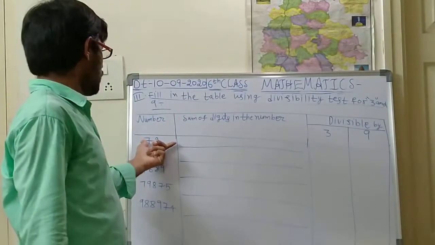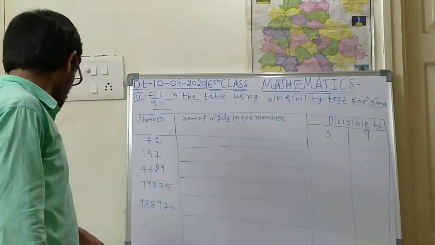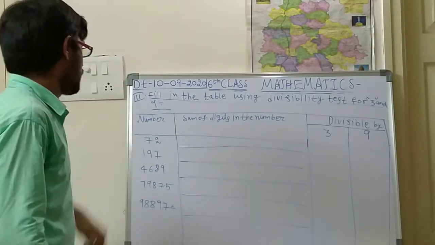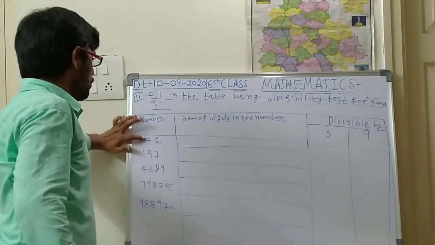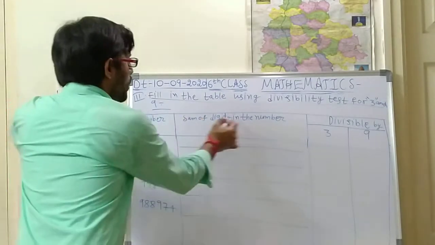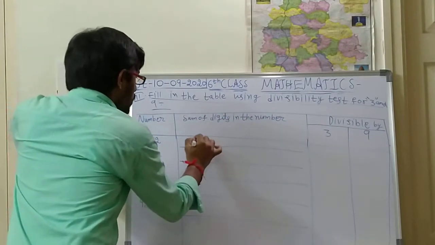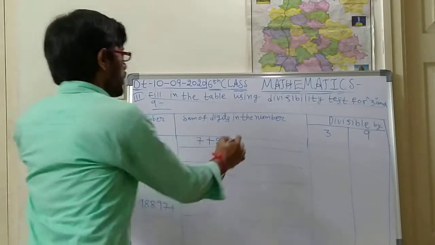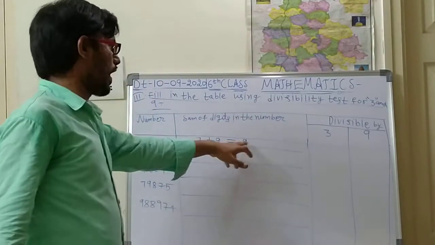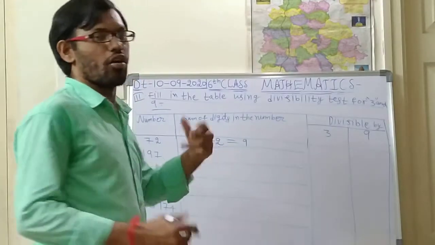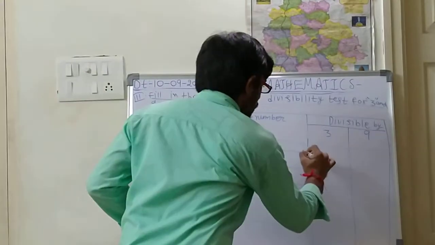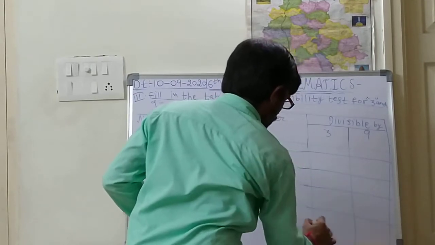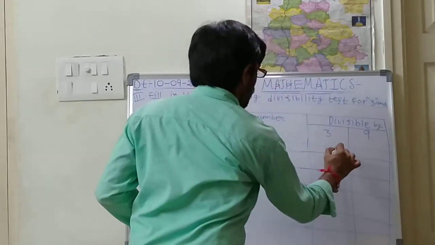So first 72 is there. In your textbook, the last one has been given. First we shall see this 72. You add the digits, sum of digits in the number. So 7 plus 2. 7 plus 2 is equal to 9. Whether 9 is divisible by 3 or not? Yes, obviously 3 into 3 is 9. So you write here yes.